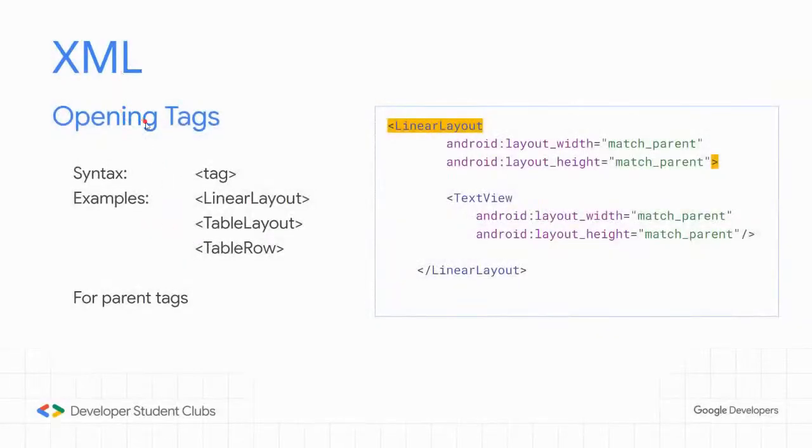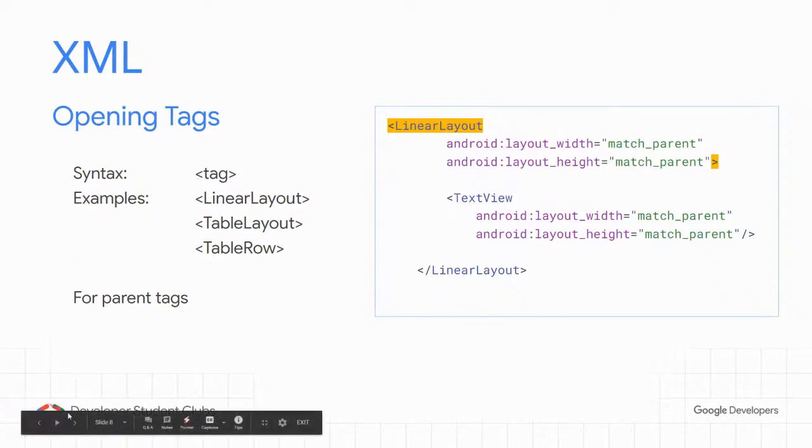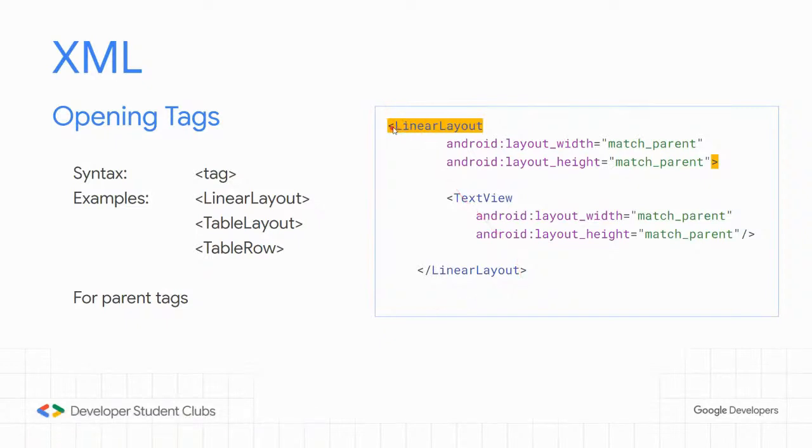The first one is opening tags. Let's try to break down what this layout has. So this is an example. An opening tag basically has the less than and the greater than sign. If you notice here, a less than sign, then the name of the tag, and then a greater than sign. Between this, there are some properties that map to this tag. So our linear layout, how wide will it be? Match parent. What will be the height, how tall? Match parent. So this is an opening tag.